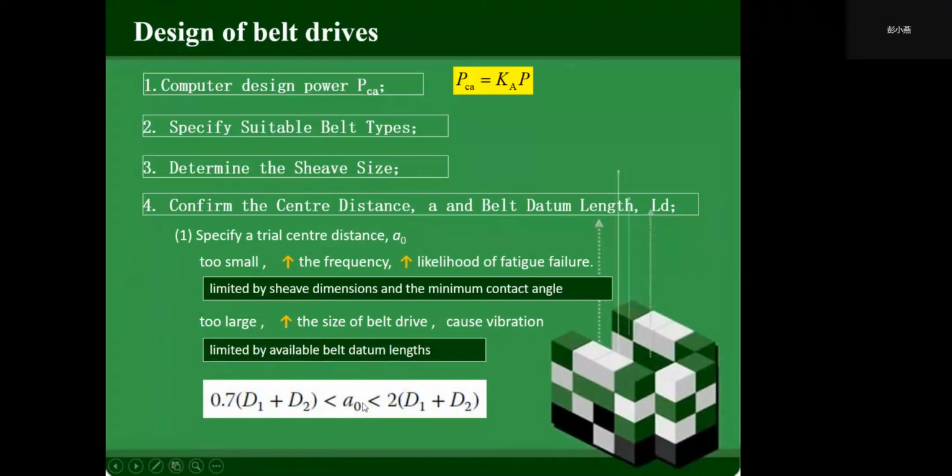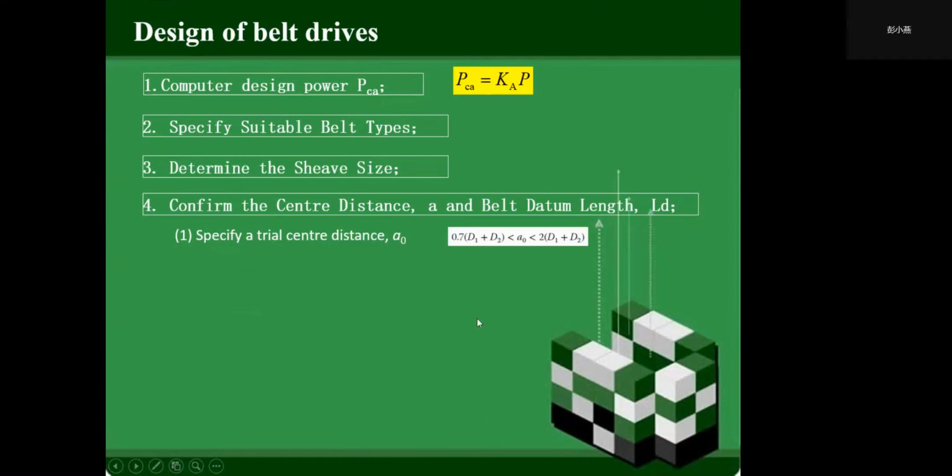So how do we choose the trial center distance A0? We use this equation. It should be larger than 0.7 times (d1 plus d2) and less than 2 times (d1 plus d2). d1 and d2 are the sheave diameters for the driving and driven pulleys. Use this to choose A0.